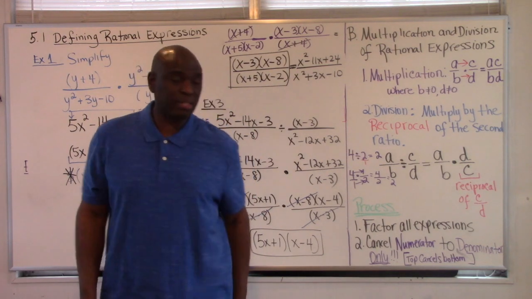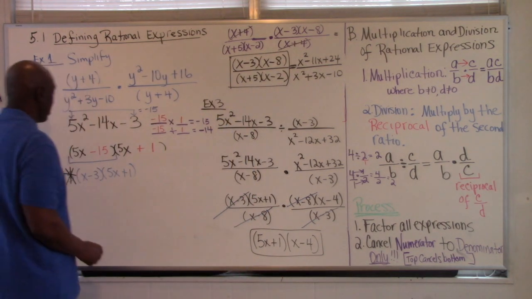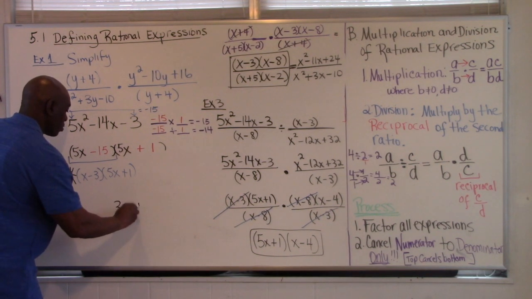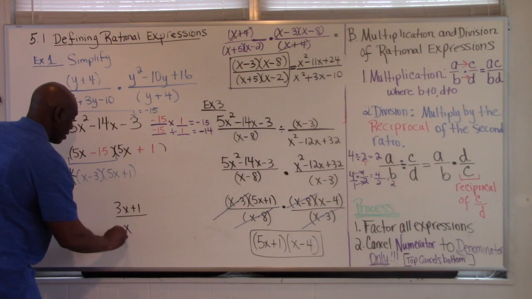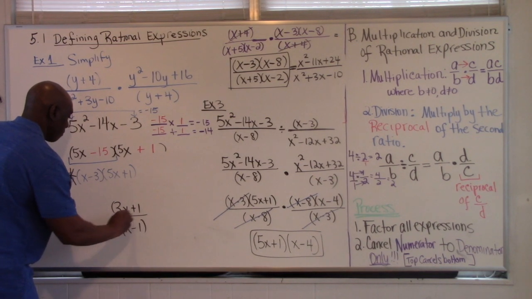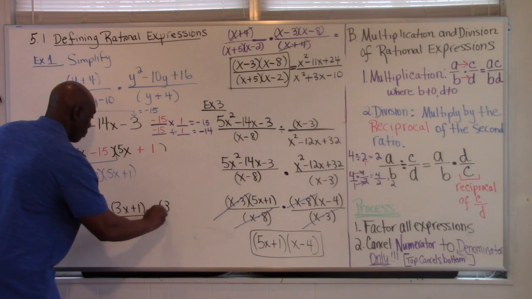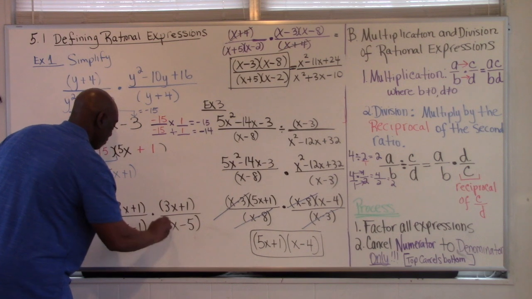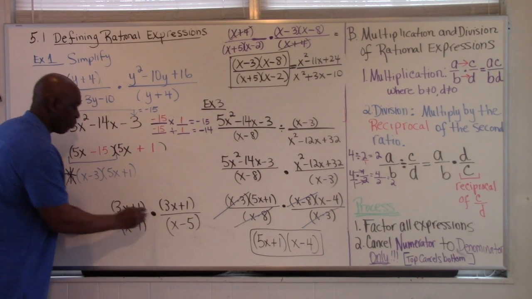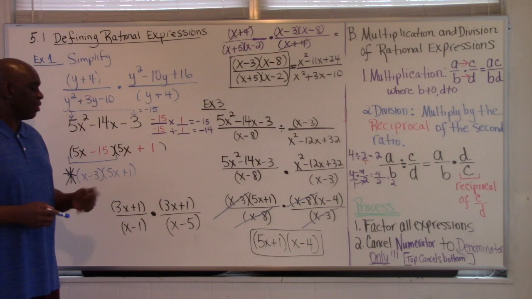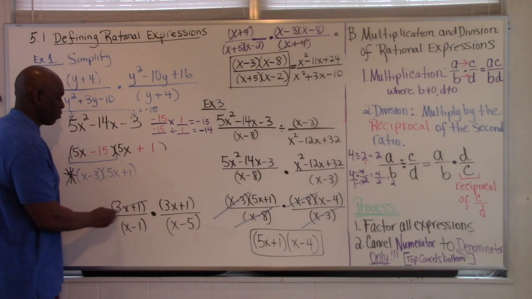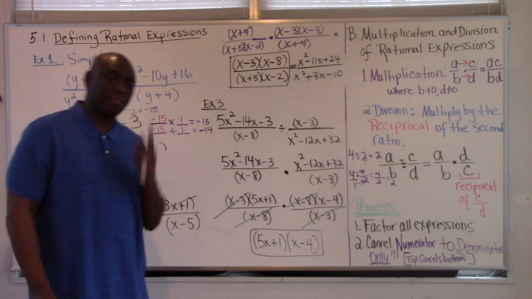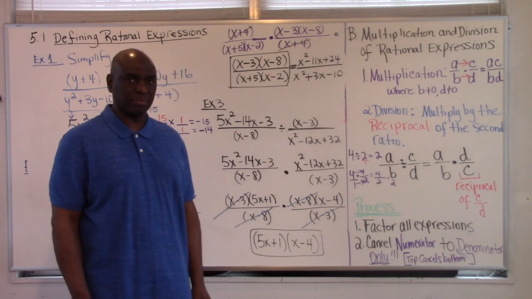One last thing I want to say is this. Let's say you have an expression like this, for example. Let's say you have 3x plus 1 over x minus 1 times 3x plus 1 over x minus 5. One thing you cannot do, you cannot cancel 3x plus 1 and 3x plus 1. That is a no-no. You cannot do that. That is a mathematical blasphemy.